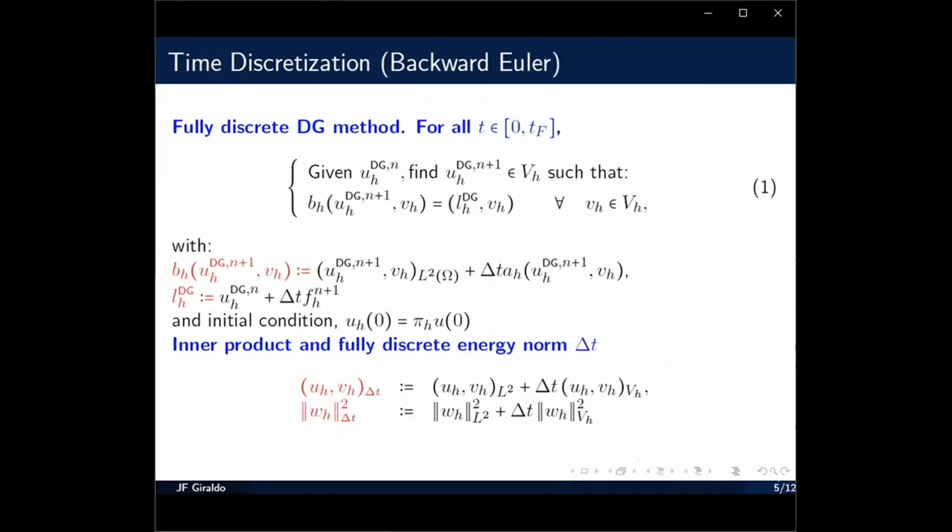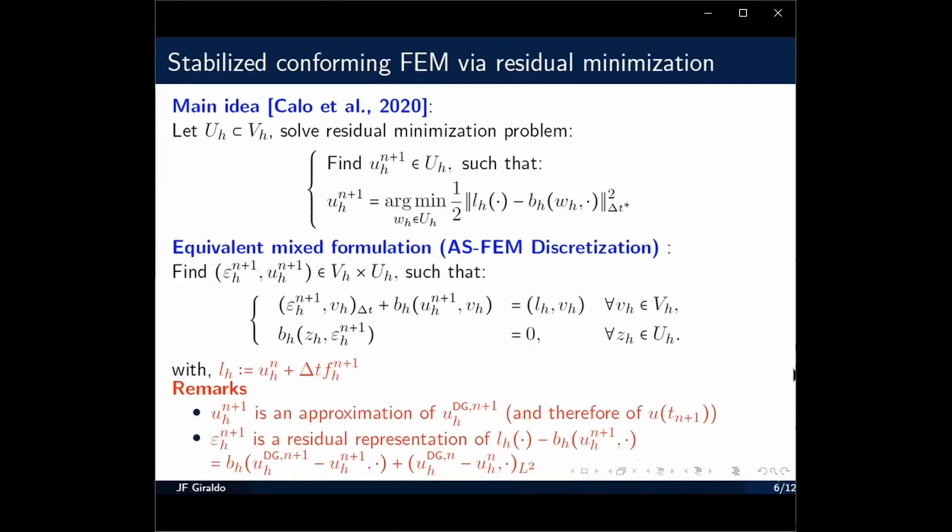Then we can obtain finally a fully discrete method, which can be written in terms of the linear operator B for convenience. By solving a linear problem, we can obtain a discontinuous solution in the time n+1. Additionally, we define the fully discrete energy norm, delta t, which contains the L2 norm and a DG norm from the discontinuous Galerkin. So far, this is only theory of the discontinuous Galerkin method.